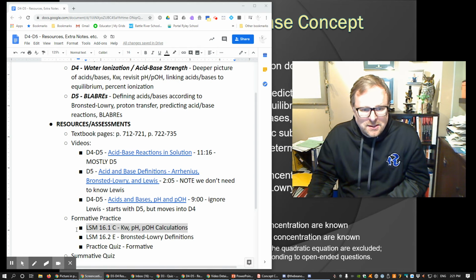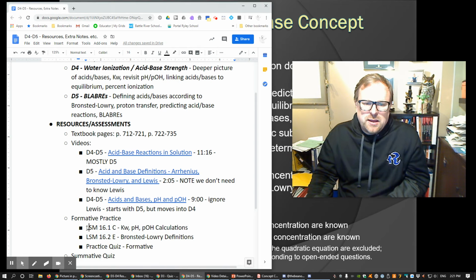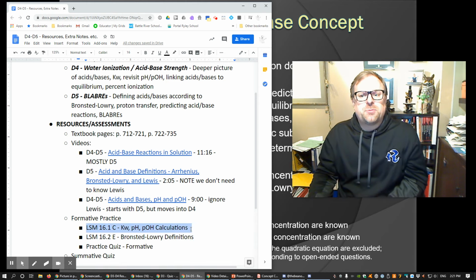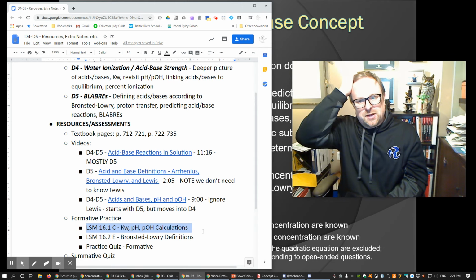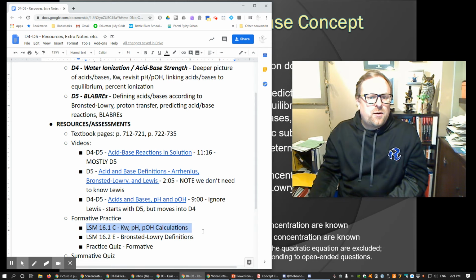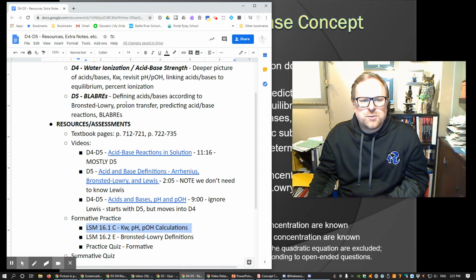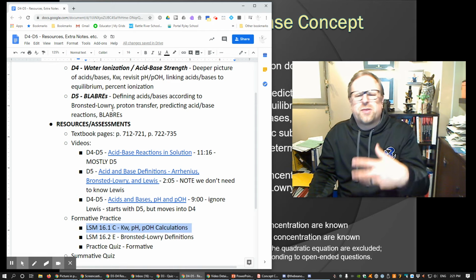You should have also completed the LSM 16.1c, just so you've had a little bit of extra practice with pH and pOH before we move on to the rest of the stuff. So I'm going to jump into talking about blabries and what they're all about, and I'll run through what that acronym is again.